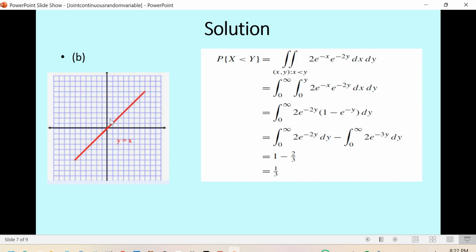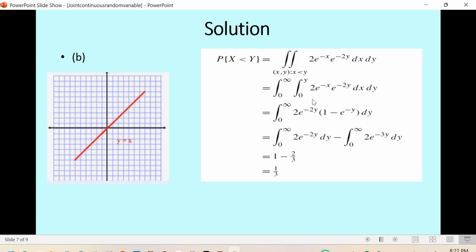But we have to keep both x and y positive, right? Because in the question y is larger than 0, x also larger than 0. So we have to only calculate this area for the integration. Not this area, not this area, not this one either, right? So only this part of the area.